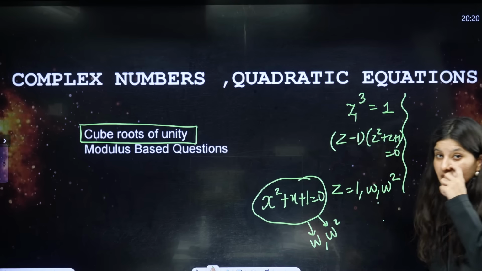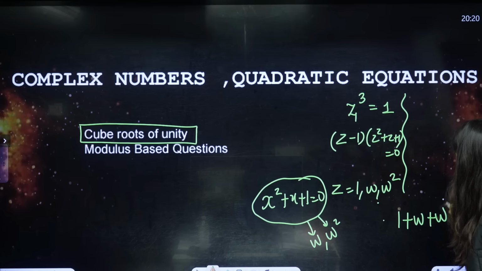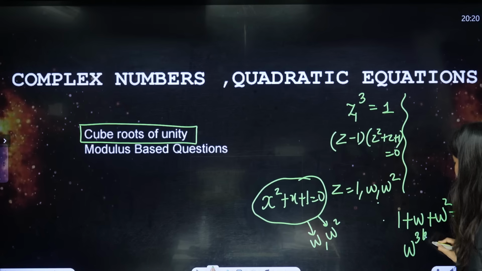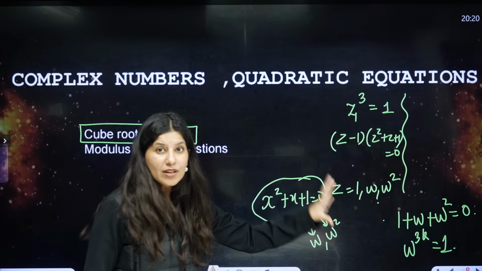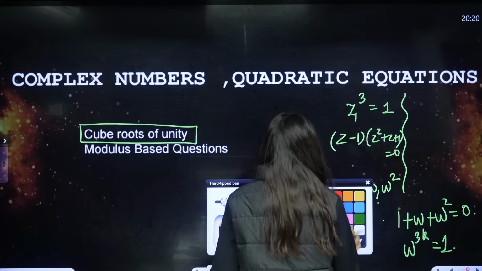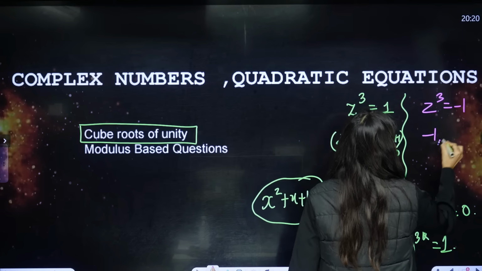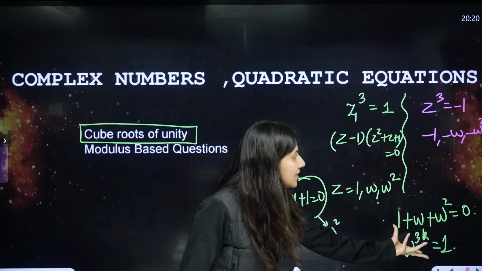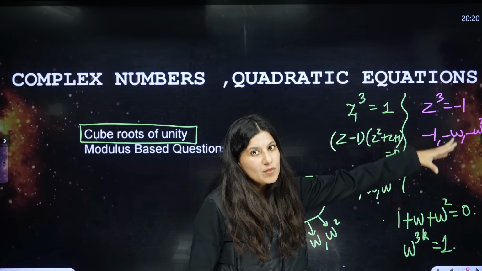We have a solid relation between omega and omega square: 1 plus omega plus omega square is 0. And omega power 3 or omega power 3k is 1. This is what is useful, so make sure you are aware of it. Also do not forget, whenever you get z cube equal to minus 1, the roots will be minus 1, minus omega and minus omega square. The relation still holds true, but just the roots will be minus 1, minus omega, minus omega square.